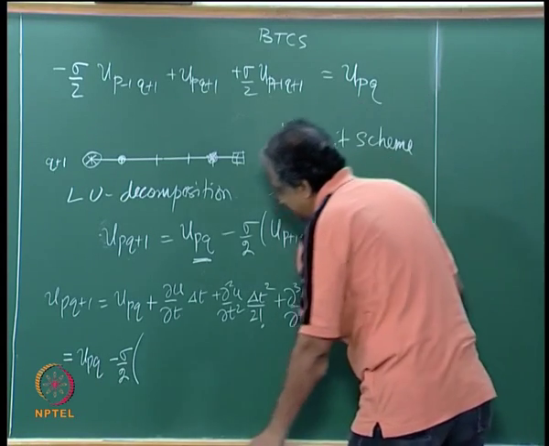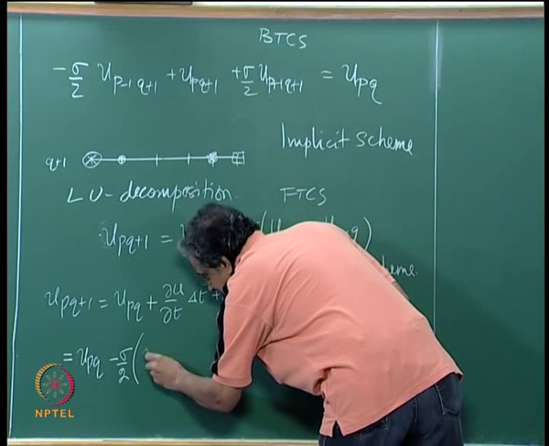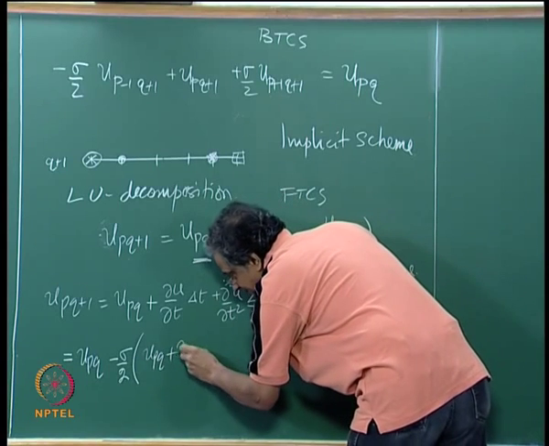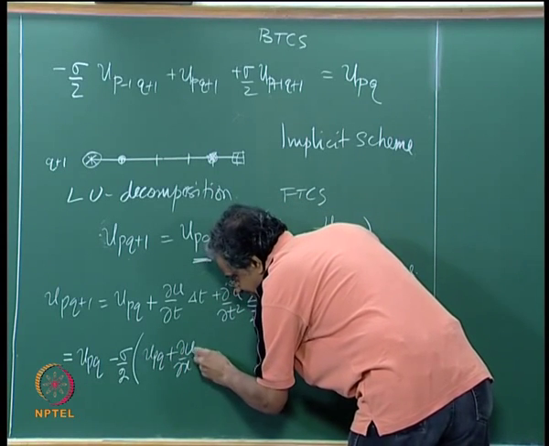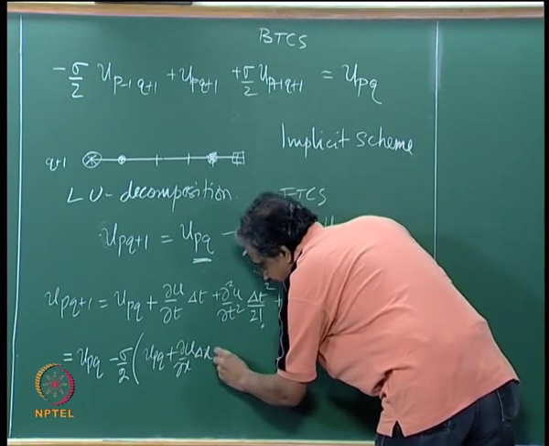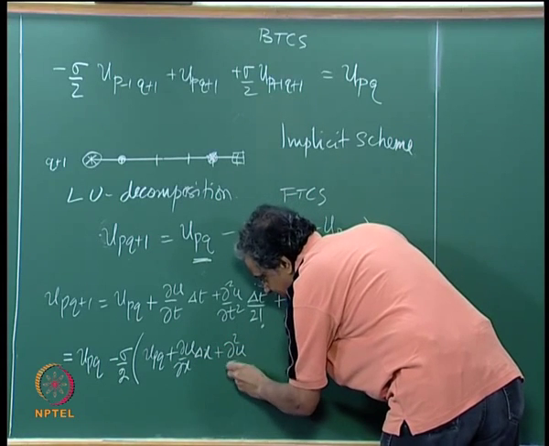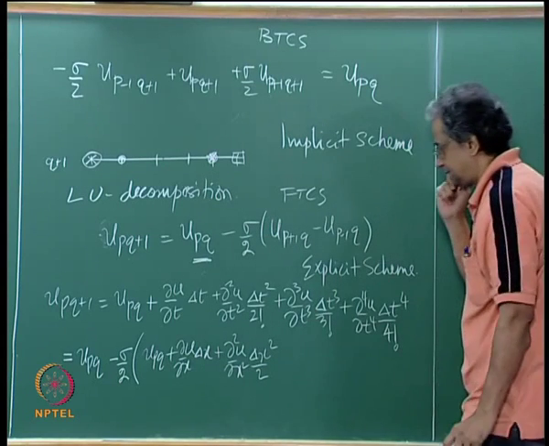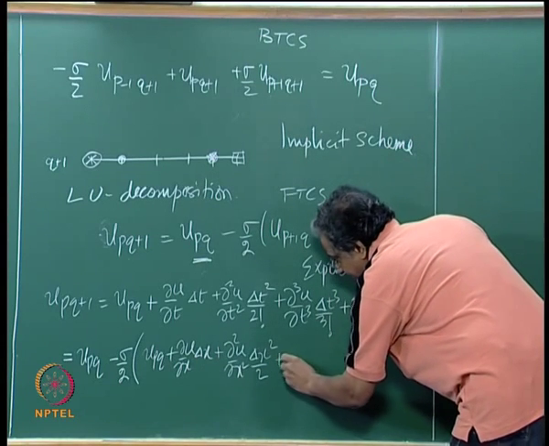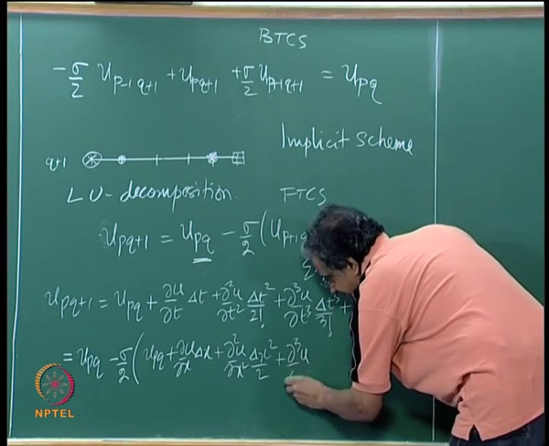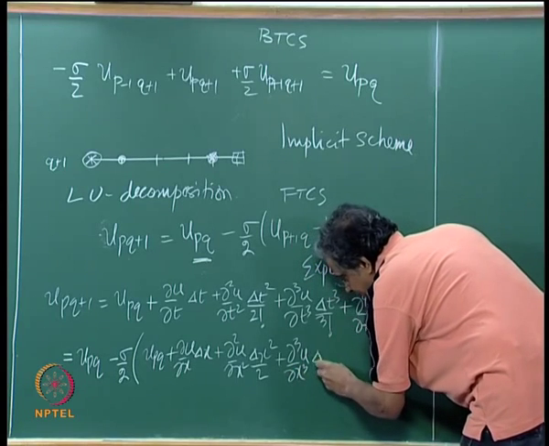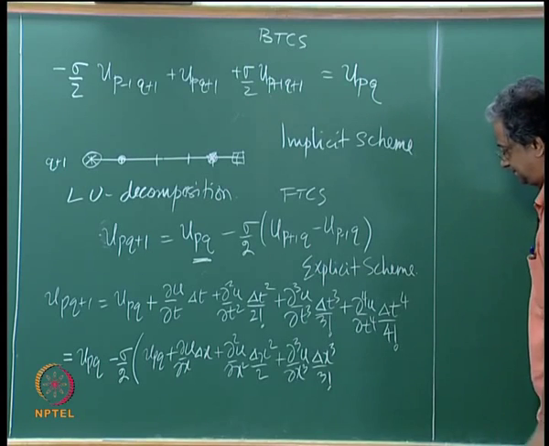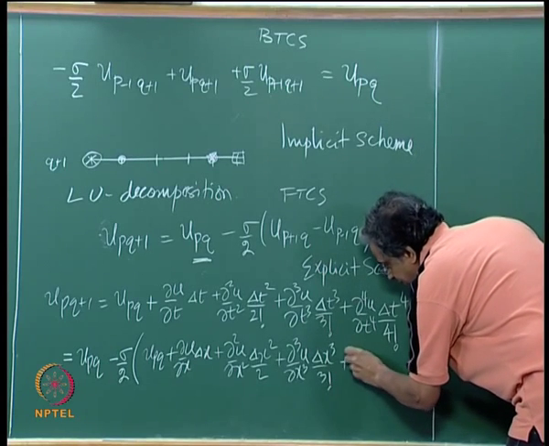U(P+1)Q. So this is UPQ plus dou U dou X delta X plus dou squared U dou X squared delta X squared by 2 plus dou cubed U dou X cubed delta X cubed by 3 factorial plus the fourth derivative.